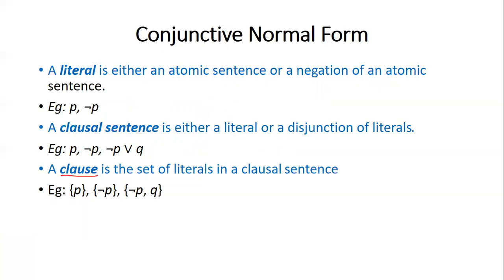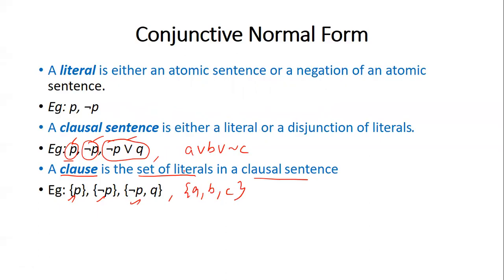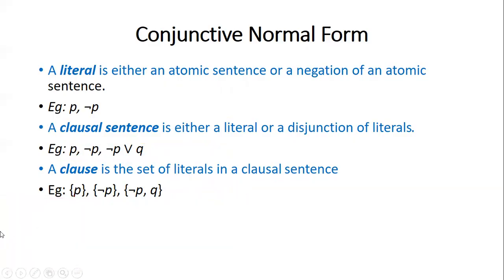And then what is a clause? A clause is the set of literals in a clausal sentence. For example, from the clausal sentence P, the set of literals is only P. From not P, the set of literals is only not P. From not P or Q, the set of literals is not P and Q. If we have a clausal sentence A or B or not C, then the set of literals is A, B, and C. So a clause is the set of literals in a clausal sentence.